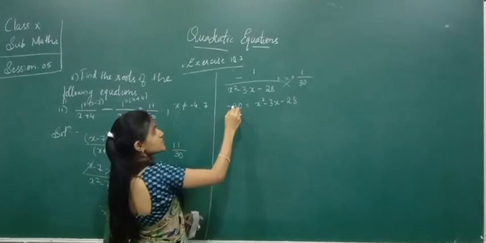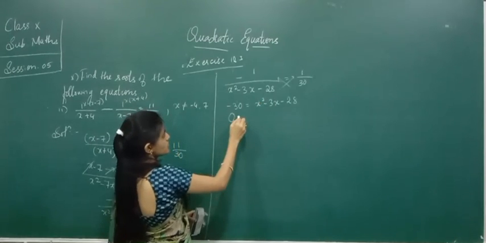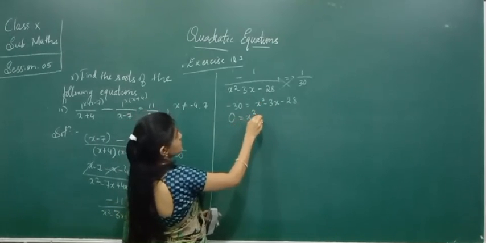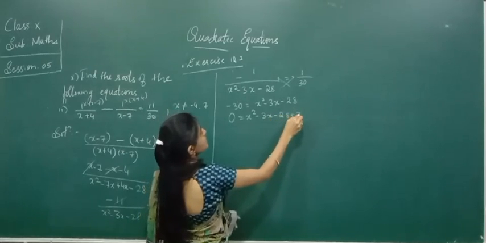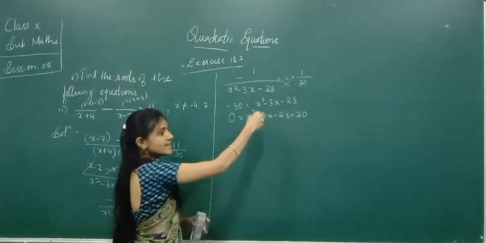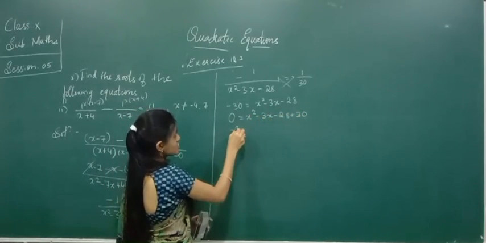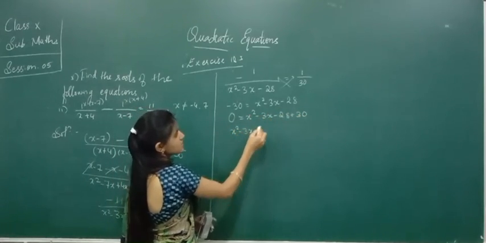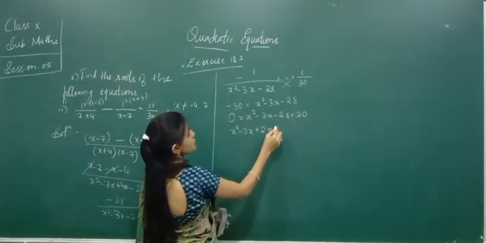Now shift this minus 30 to the right hand side. Then I am left here with 0. 0 is equal to x square minus 3x minus 28 plus 30. I can rewrite this entire equation. How? I will write this as x square minus 3x minus 28 plus 30 is going to be plus 2, which is equal to 0.